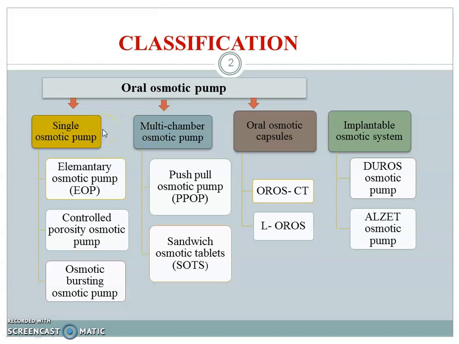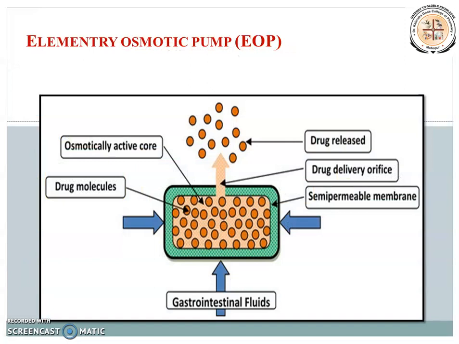These are again classified. Single osmotic pumps are classified as elementary osmotic pump, controlled porosity osmotic pump, and osmotic bursting pump. Multi-chambered osmotic pumps are classified into two types, push-pull osmotic pump and sandwich osmotic tablets or pump. Oral osmotic capsules are Oros CT and L-Oros. And implantable osmotic pumps are classified as Duros osmotic pump and the Alzet osmotic pumps. So first is the elementary osmotic pump.